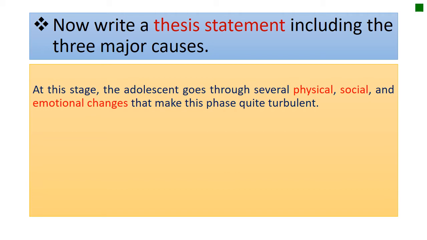At this stage, the adolescent goes through several physical, social, and emotional changes that make this phase quite turbulent. Turbulent means shaky. See, your first body paragraph, guys, your second body paragraph, and your third body paragraph.